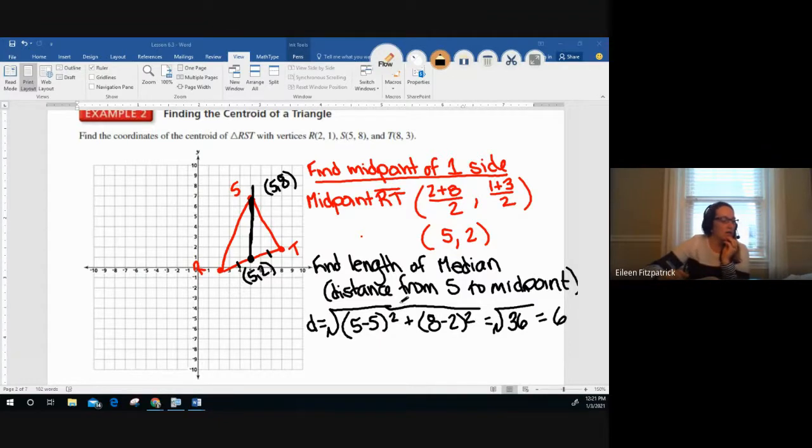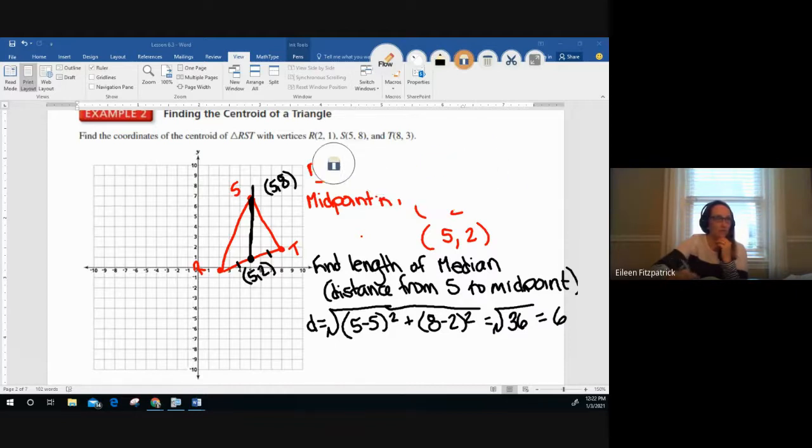All right, so I know that my midpoint is located at 5, 2. I know the length of this segment is 6. Remember, we're trying to find the centroid. And the centroid is where your medians all intersect, but it's also 2/3 of the way away from point S. Okay, so that's the kind of logic I'm going to be using here. All right, so let me erase so I have more room to write.